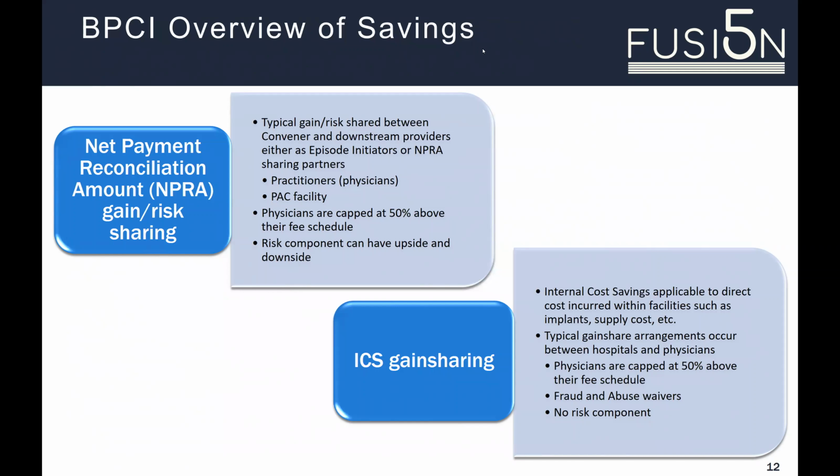NPRA. Let's talk a little more about the ICS, the cost savings that you can generate working with your hospital, and we facilitate this so that you can share in costs with them and really create that alignment.